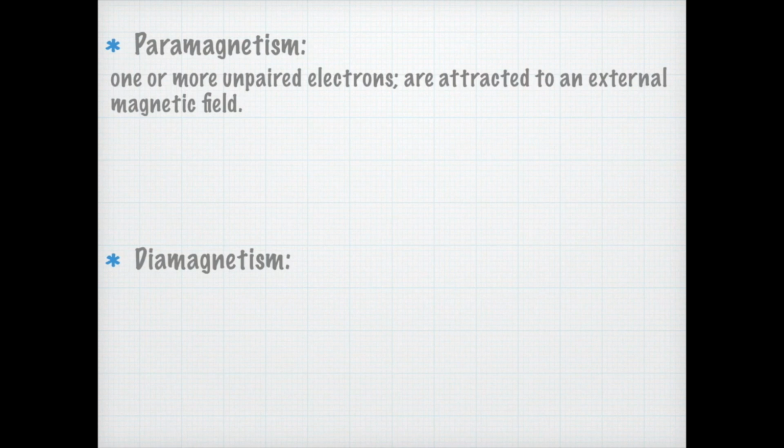Now that you guys have learned how to draw the orbital diagram for elements when given their electron configuration, one last concept that I need to introduce is the concept of paramagnetism and diamagnetism. If an element is paramagnetic, what that means is that one or more of its electrons are unpaired. So when you draw the orbital diagram, the element has one or more unpaired electrons. And as a result of these unpaired electrons, those elements are going to be attracted to an external magnetic field.